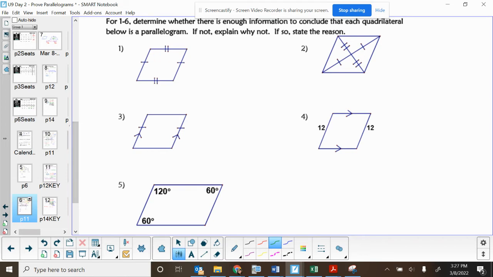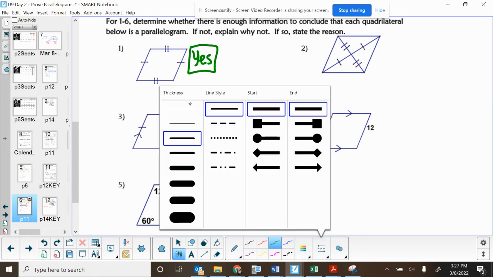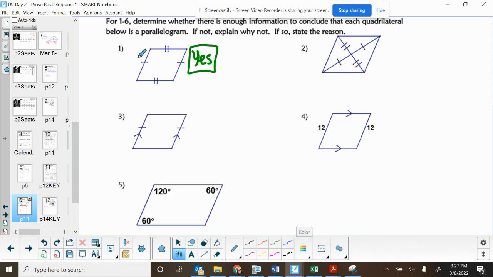So for this one, we can say yes. And the reason that I know that these are parallelograms is because I have it marked so that both pairs of opposite sides are congruent. And I know that that implies that I have a parallelogram.